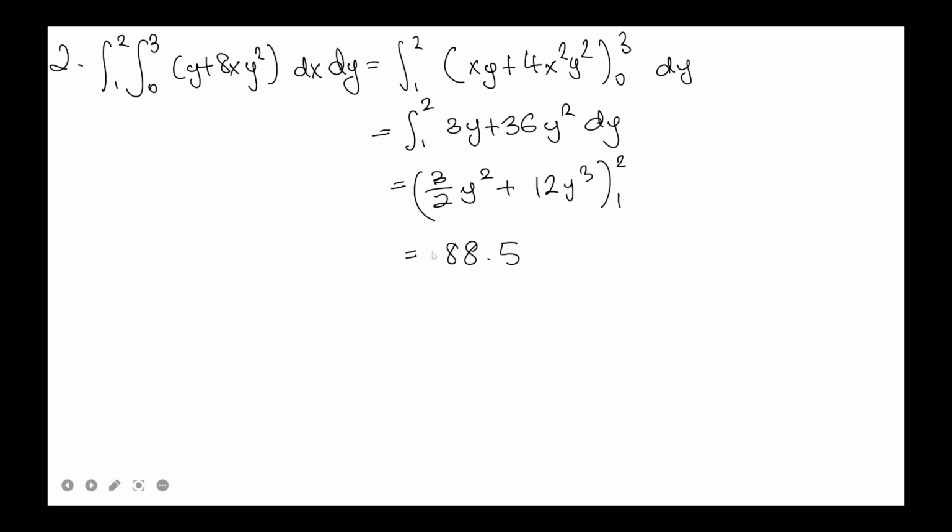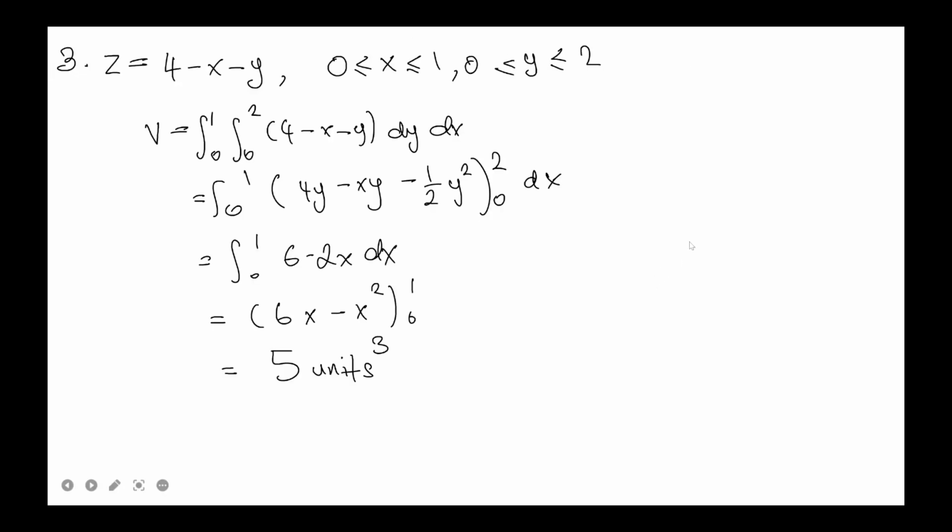For the second question, we do the same thing again with a different integrand. We know how to do it. It is the integration of a multivariable polynomial. We integrate this integrand with respect to x, and we get this. Substitute the boundaries, and then we have an expression consisting only of y. We integrate this with respect to y, substitute the boundaries, and we get 88.5.